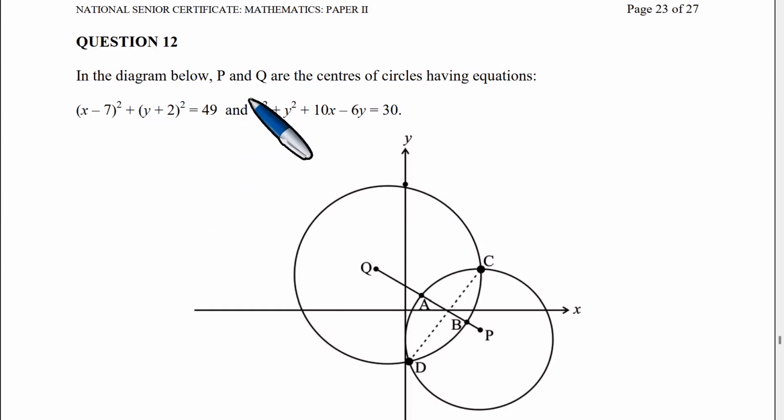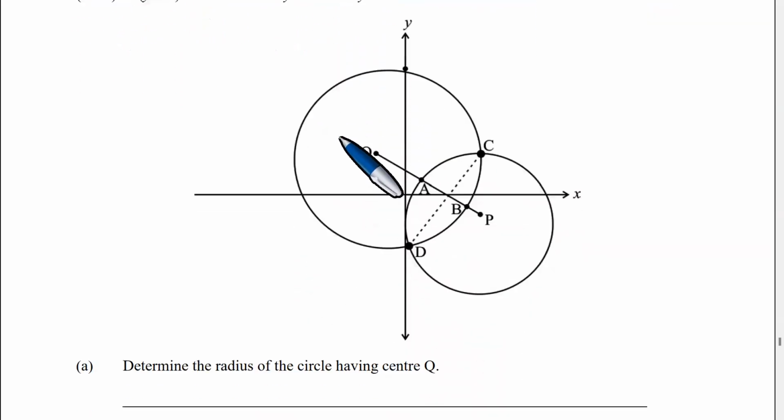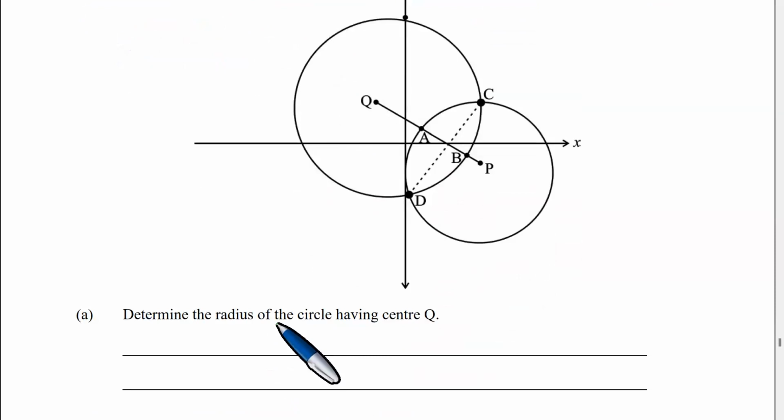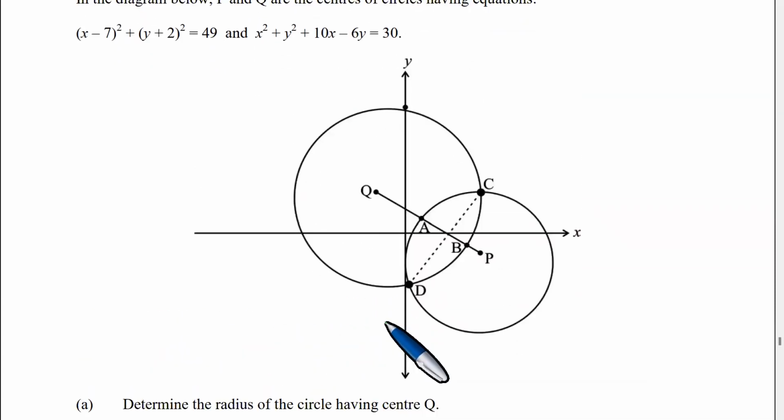Okay, in the diagram below, P and Q are centers of circles having equations: (x minus 7) all squared plus (y plus 2) all squared equals 49, and x squared plus y squared plus 10x minus 6y equals 30. Determine the radius of the circle having center Q. What do you think the answer is? Giving you like a split second.